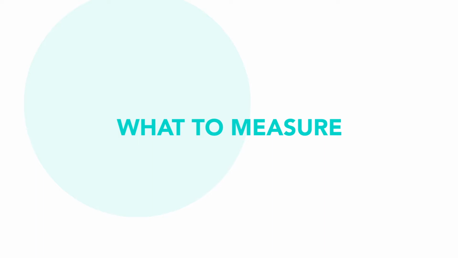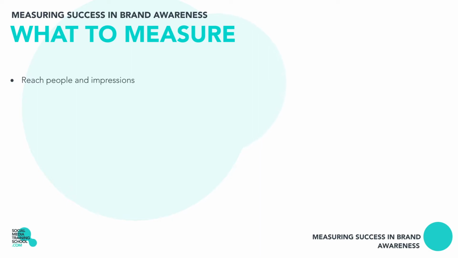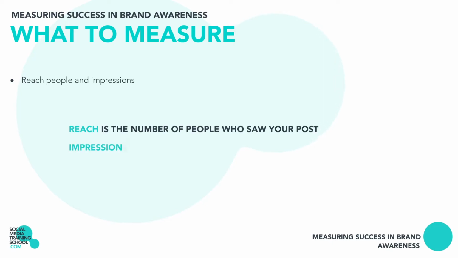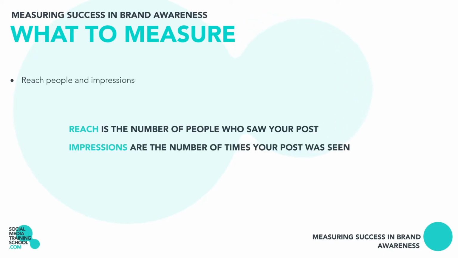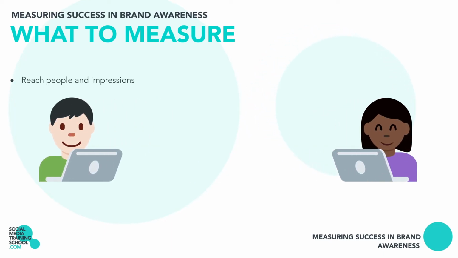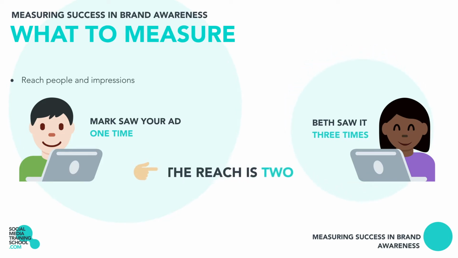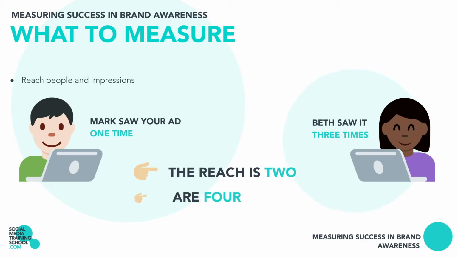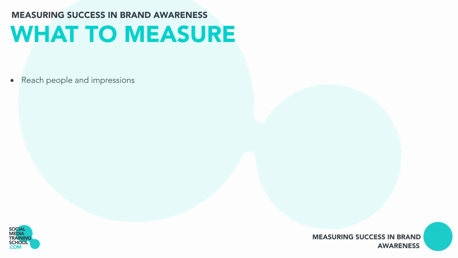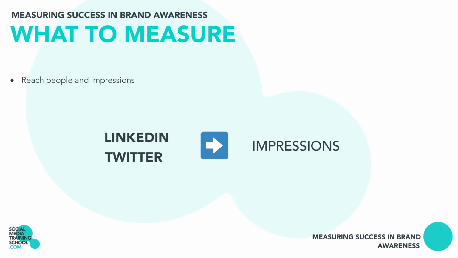It's also a good idea to measure how many people actually saw your content. Make sure that you know the difference between reach and impressions when you're tracking this. Reach is the number of people who saw your post, while impressions are the number of times your post was seen. For example, say you ran an ad and it was seen by Mark and Beth. Mark saw your ad 1 time and Beth saw it 3 times. The reach is 2 because you reached 2 people. However, there are 4 impressions as the ad was seen 4 times. Facebook and Instagram allow you to track both impressions and reach, while LinkedIn and Twitter only track impressions.